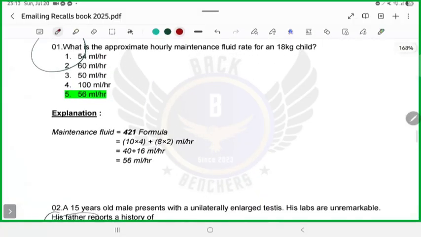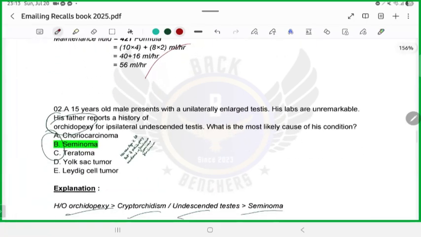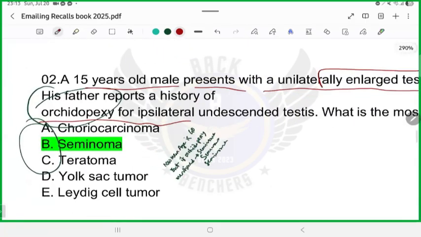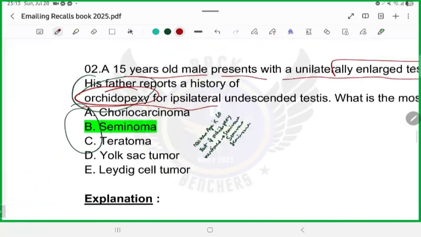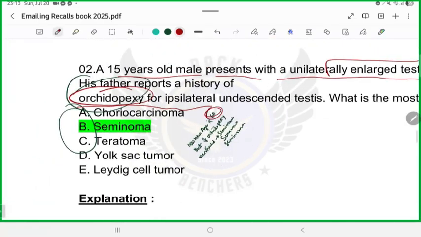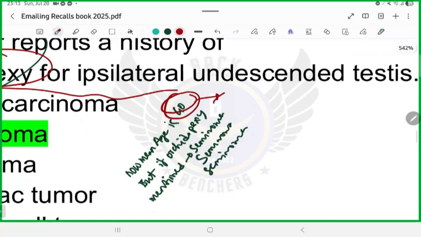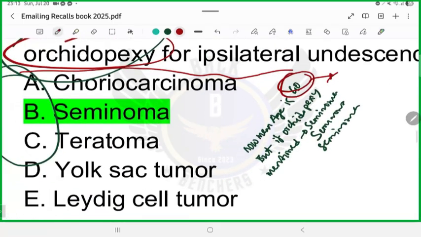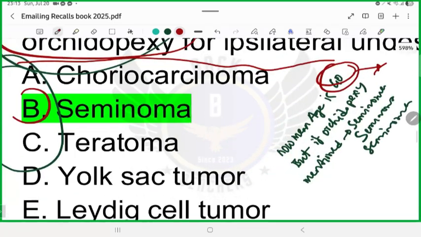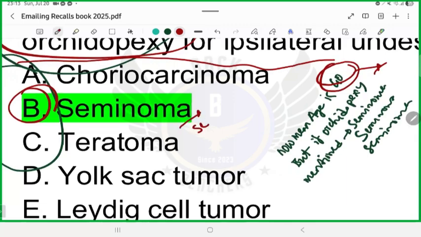Just maintenance fluid calculation. Holliday-Segar formula, 4-2-1 rule. A 15-year-old male presents with a unilaterally enlarged testis. Labs are unremarkable. Orchidopexy. Anytime orchidopexy is mentioned, just forget everything. Forget about the age too. Because even if the mean age is 40, the first provisional diagnosis would be seminoma. Anytime orchidopexy is mentioned, it is related with seminoma, no matter what the age is.